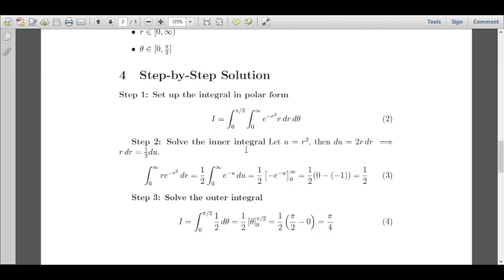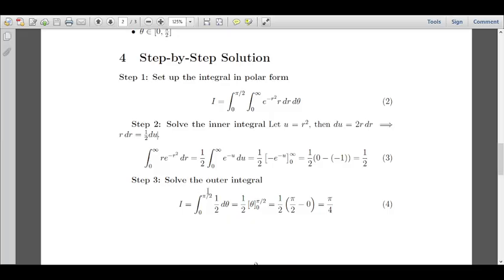Now solve the inner integral first. Solve the inner integral by substituting u equal to r square, that means differentiating with respect to r, du equal to 2r dr. That means we want r dr equal to 1 by 2 du. Now we want the u limits. Substitute r equal to 0, then u equal to 0. Substitute r equal to infinity, then u equal to infinity. Now our u limits become integral 0 to infinity.